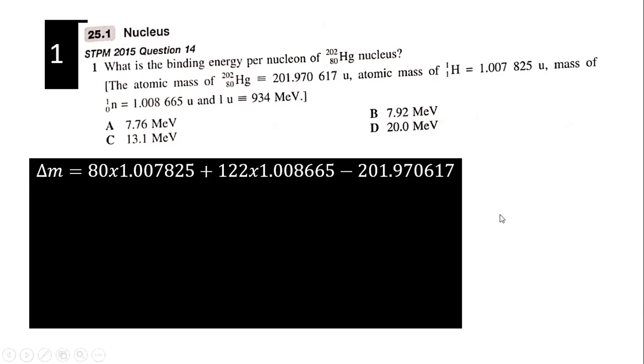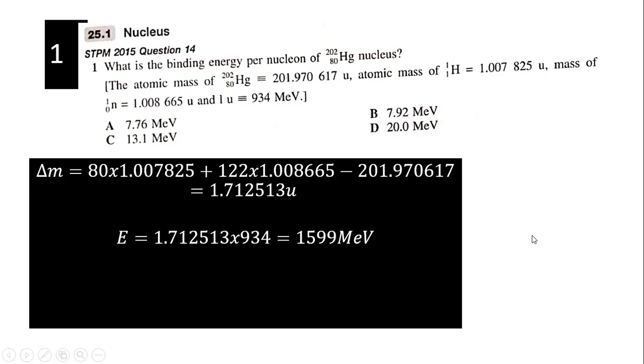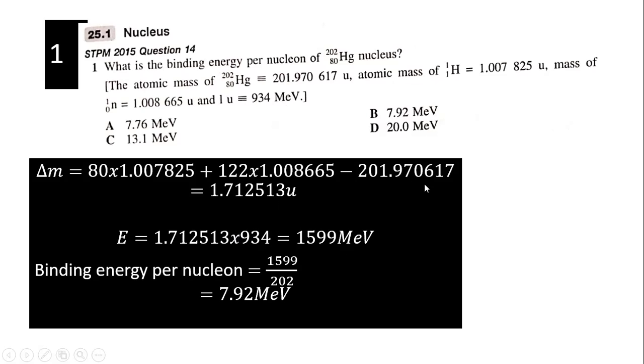Right? Take the total mass of this one. There are 80 protons, 80 times that. And then subtract 122 times the mass of the neutron. That's the number of neutrons, minus the mass of mercury. Then they give you this one, so you must use 931.49, not 931. Then get 1599. Then you divide by 200, this number. Okay, boy, good.